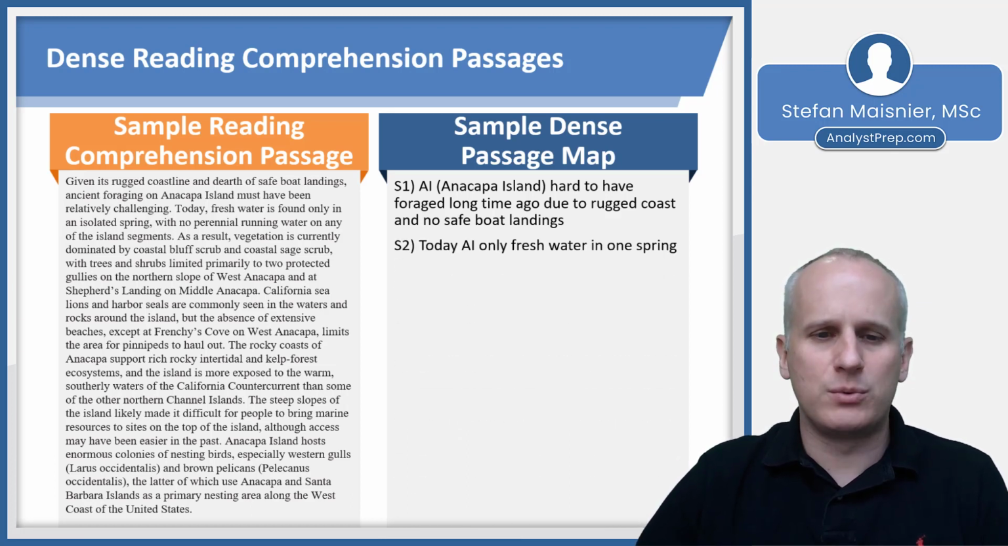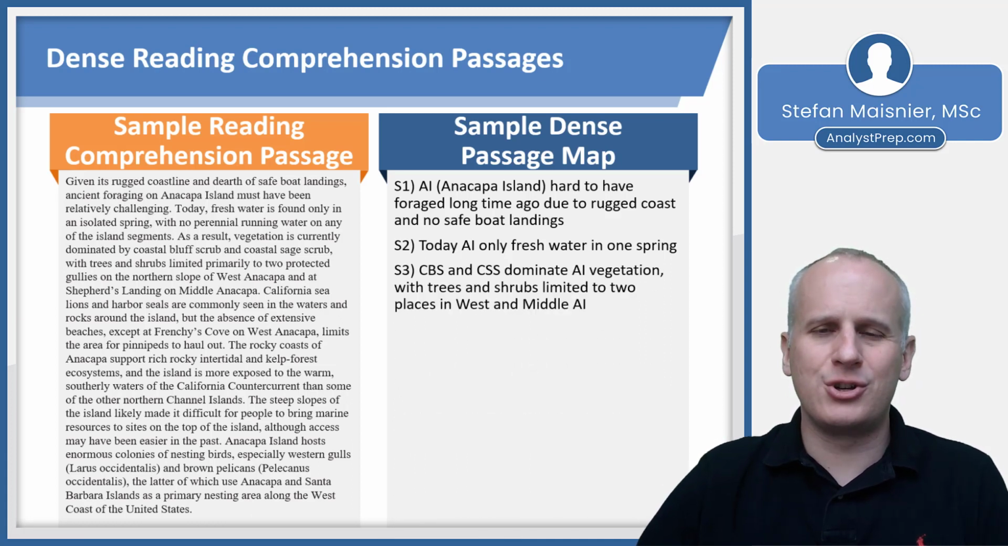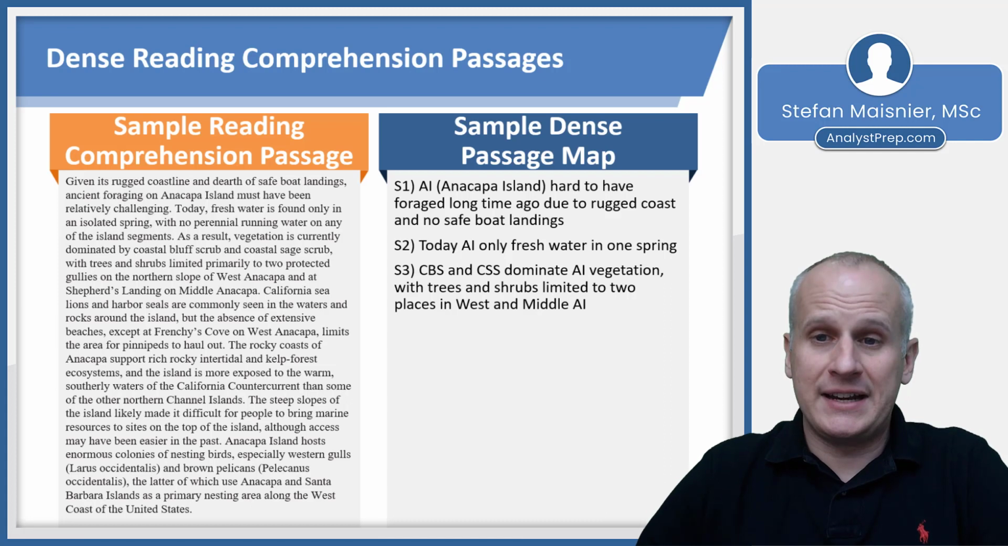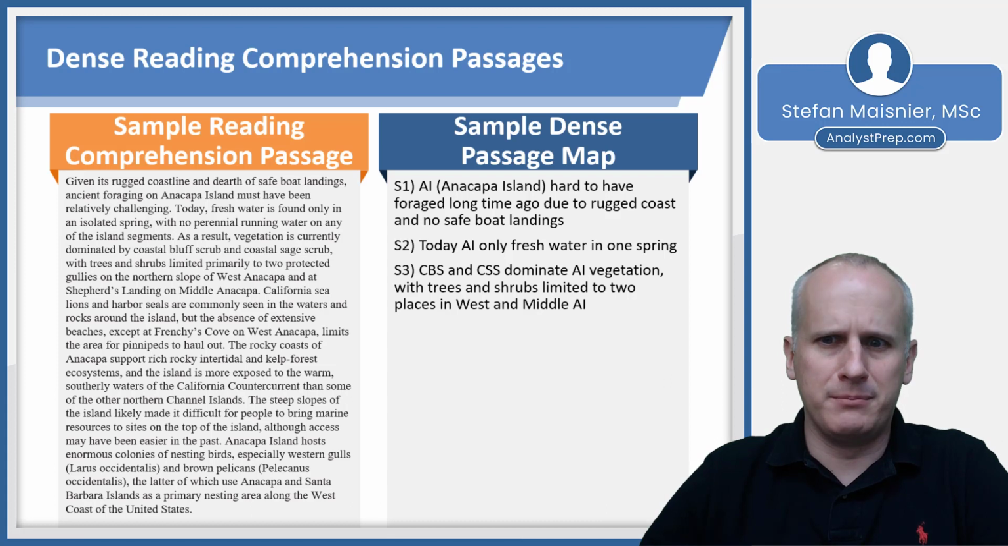Simple enough. As a result, vegetation is currently dominated by coastal bluff scrub and coastal sage scrub, with trees and shrubs limited primarily to 2 protected gullies on the northern slope of West Anacapa and at Shepherd's Landing on Middle Anacapa. Oh, there's a lot going on here. So we're just going to shorthand CBS and CSS as coastal bluff scrub and coastal sage scrub. And they dominate AI vegetation with trees and shrubs limited to 2 places in West and Middle AI. I now know what that means, and I'm going to focus on my notes if we get asked questions about the shrubs and the scrubs.